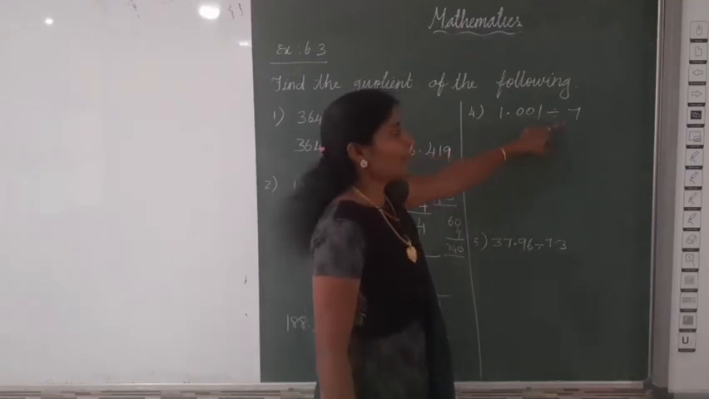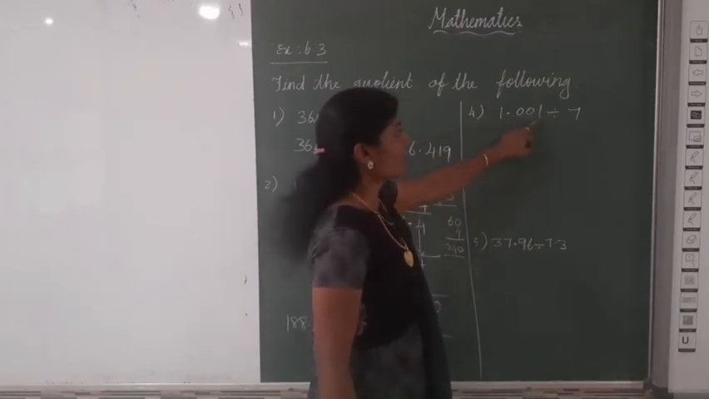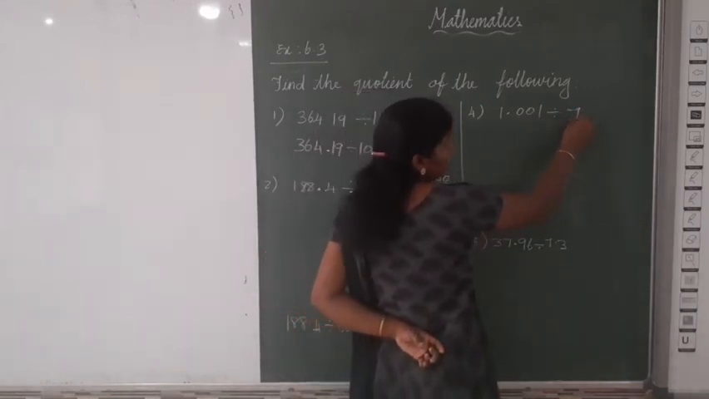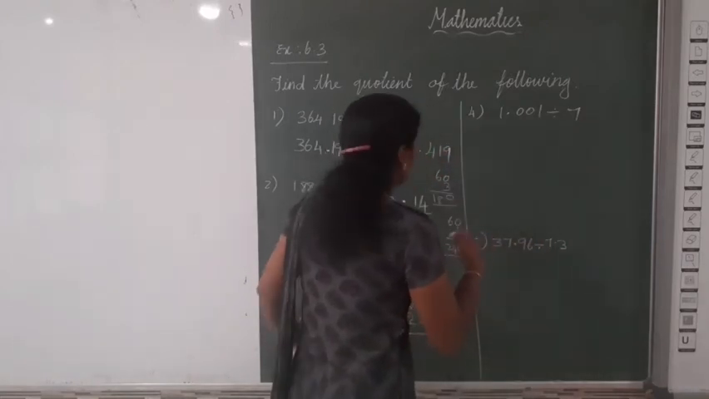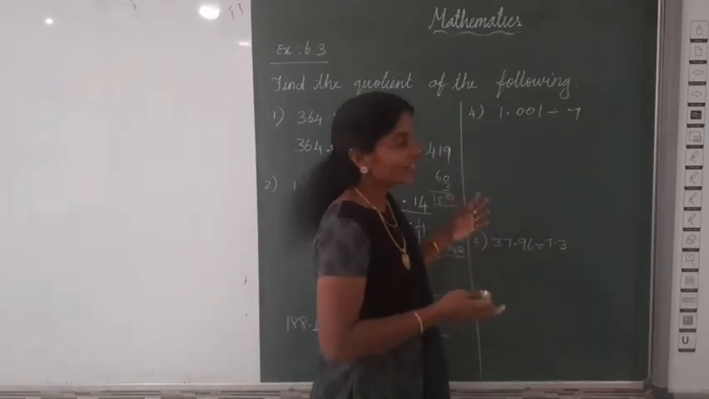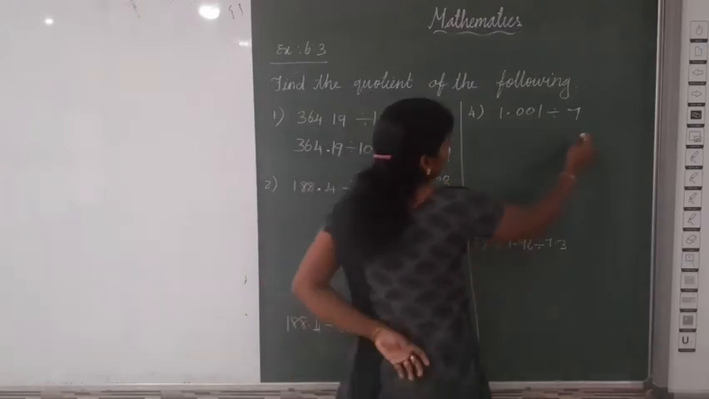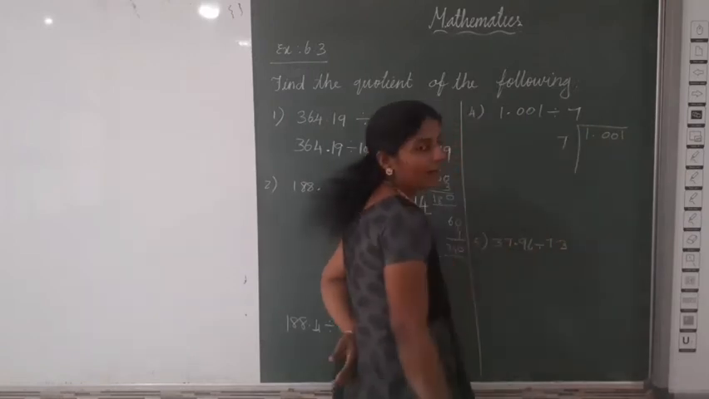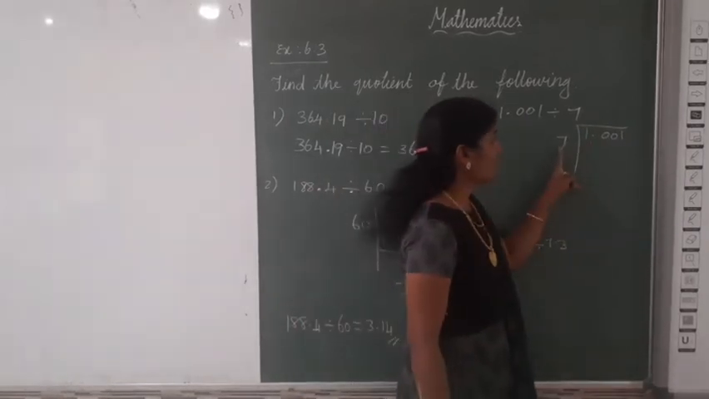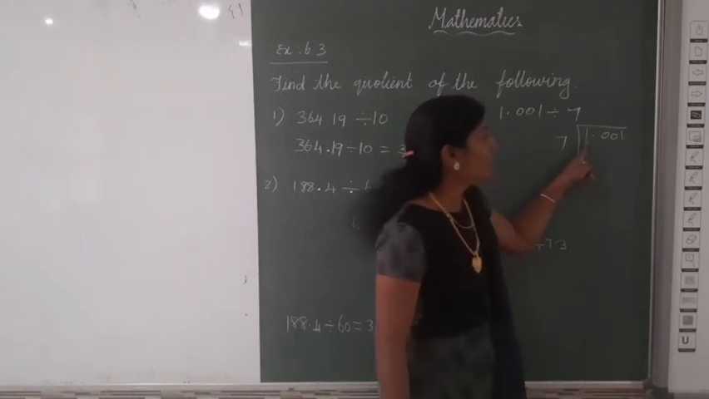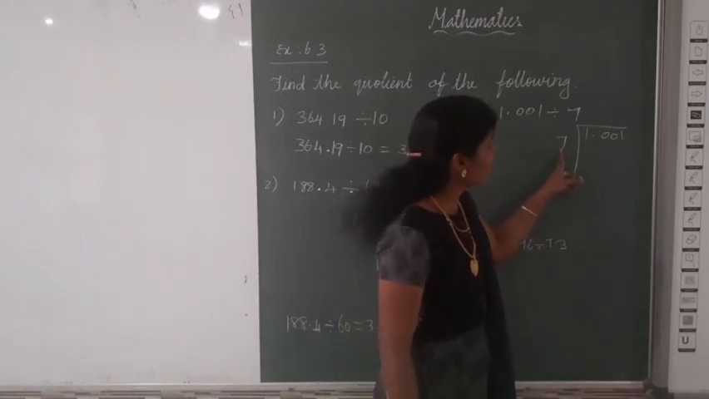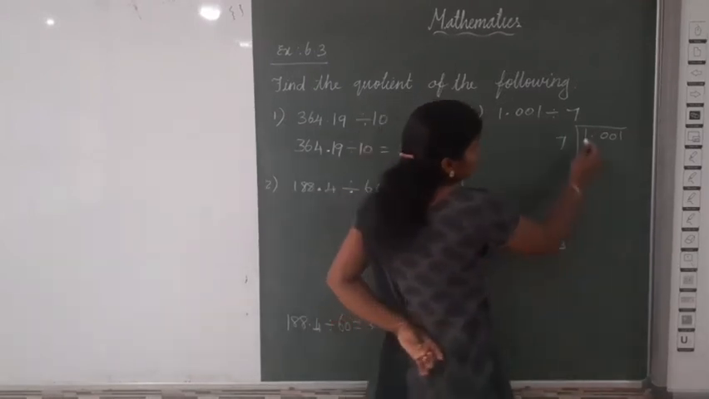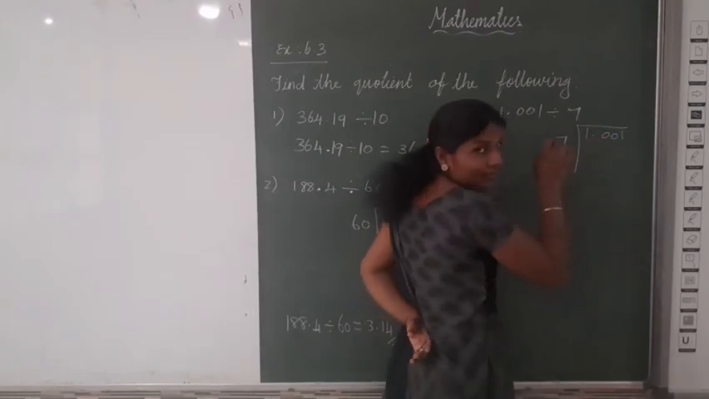1.001 divided by 7. Now listen here, this divisor is a whole number, isn't it? So no need to multiply by 10, 100, 1000 like this. No need to multiply. Now we can divide 1.001 divided by 7. Here 1, here 7. This 1 is small, 7 is greater than 1. So you don't take this one separately.